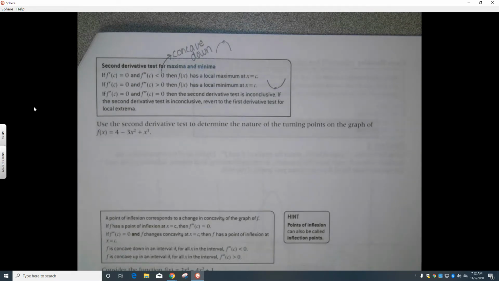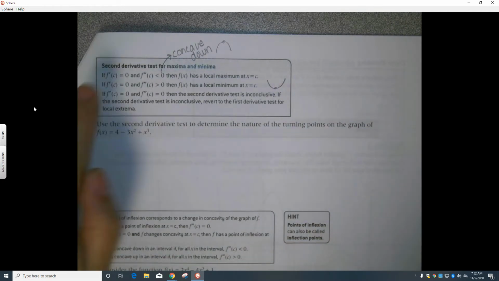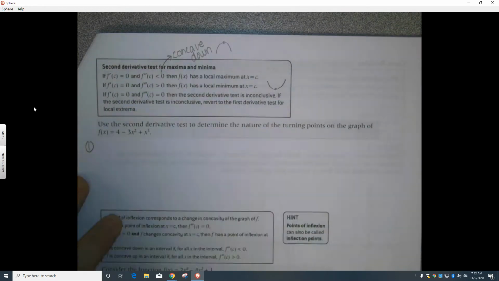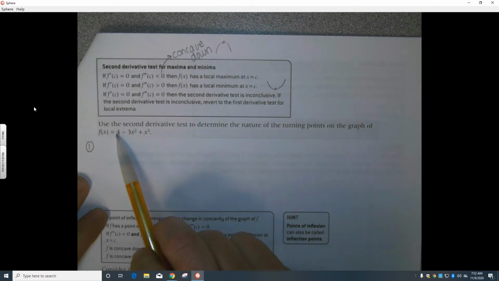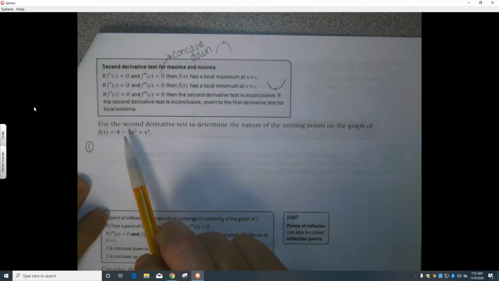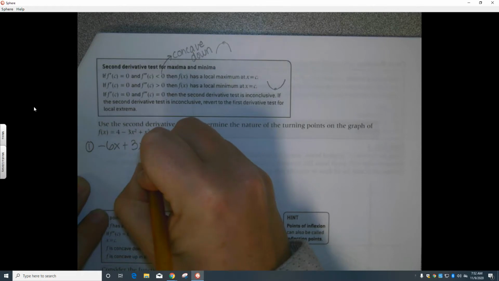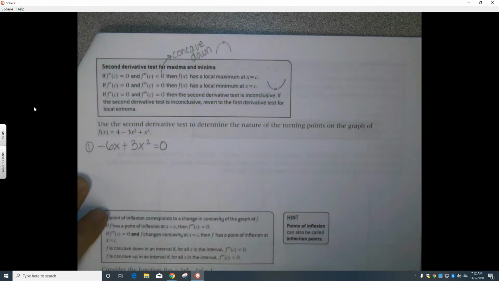So let's do the second derivative test on this particular function, which we've done before. So we can see the first step is we need to know the first derivative. So step 1, first derivative. First derivative of 4 is 0. Negative 3x squared, we get negative 6x. And x cubed, we get 3x squared. And we set it equal to 0.